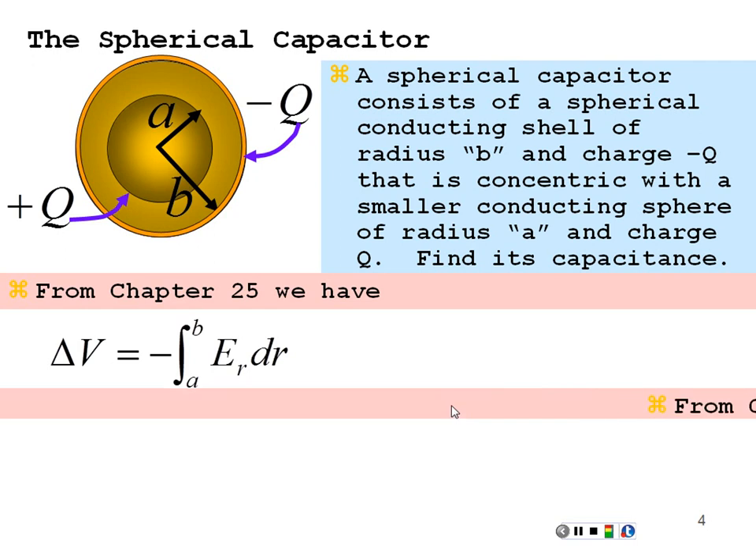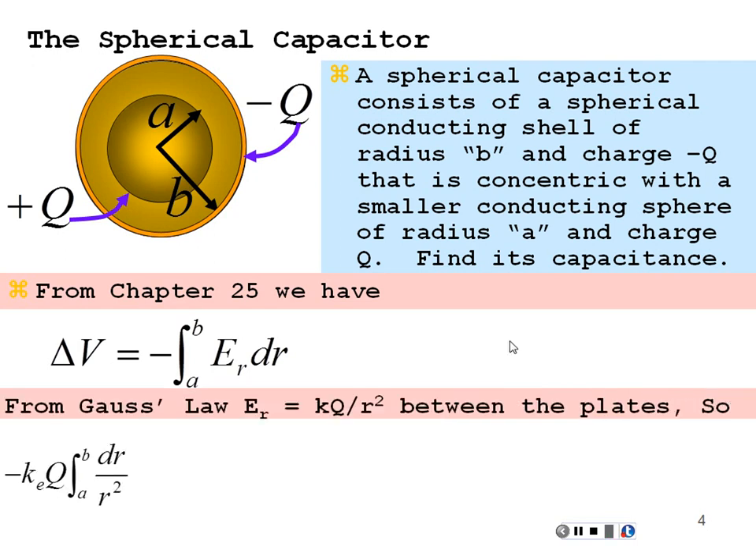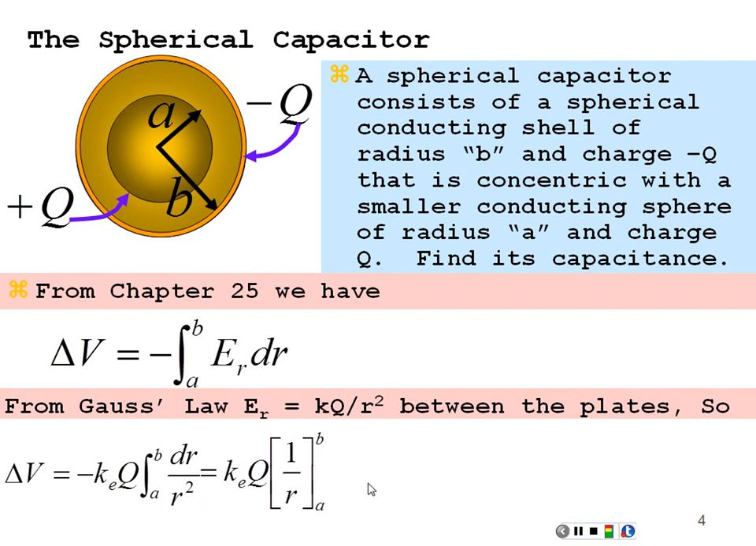In this case, that E field is indeed kq over r squared due to the inner sphere. So we have that the potential difference is negative kq, integration from radius A to B, dr over r squared. So that's a pretty easy integral. That's just 1 over r, evaluated here from A to B. And so we're going to have kq, 1 over b, minus 1 over a.